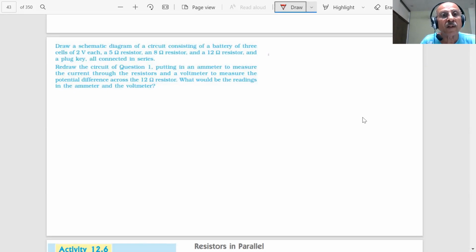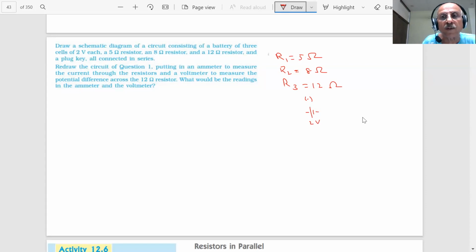What is given? You have R1, how much? 5 ohms. R2, 8 ohms. R3, 12 ohms. They are the resistors. There is a plug key, student. And what else do you have? A battery of 3 cells. Each is how much? 2 volts. This is a battery. You have to draw the circuit, student.